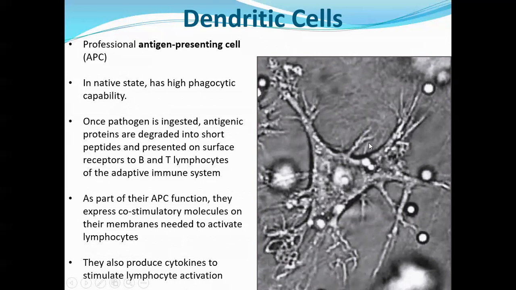And because they have a long surface, it means that they can express lots and lots of receptors, lots and lots of antigen. So within this dendritic cell, you can see multiple lymphocytes bound on the surface, picking up antigen that is being presented by this dendritic cell. They are the key activators of the adaptive immune response.